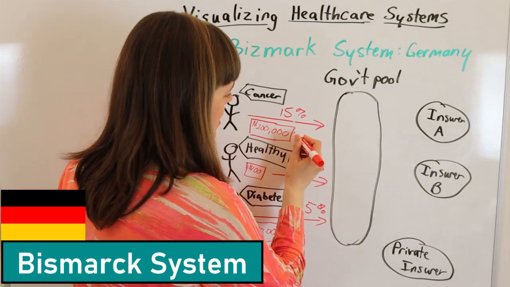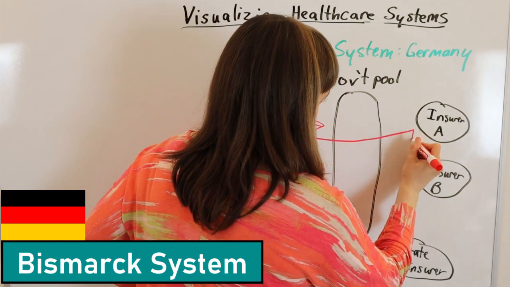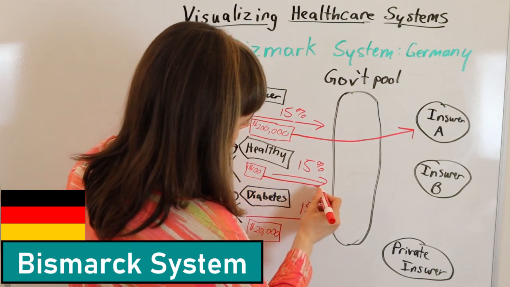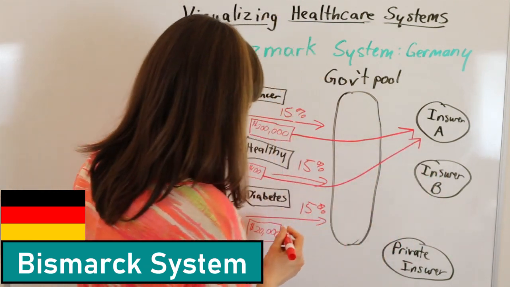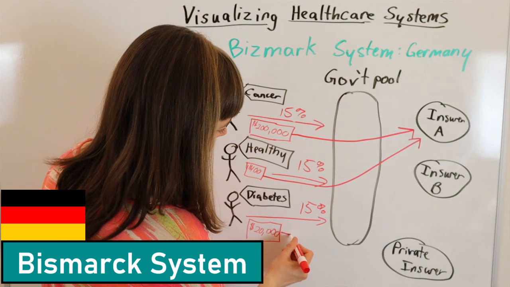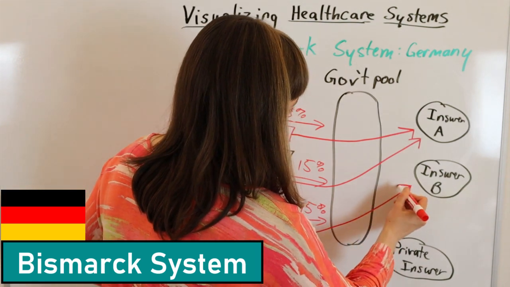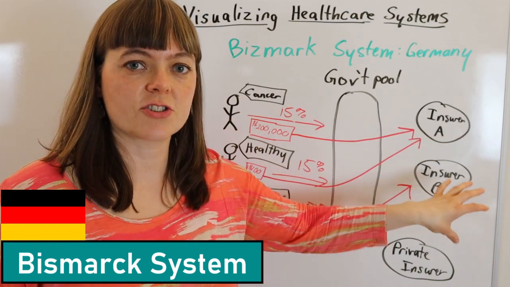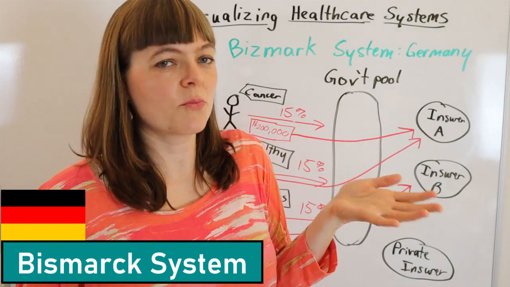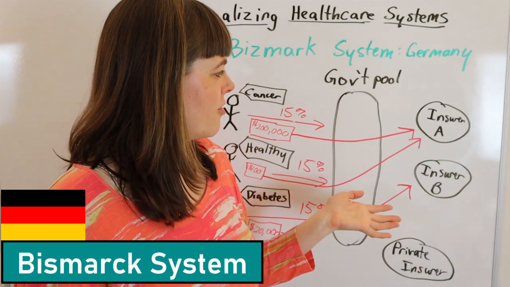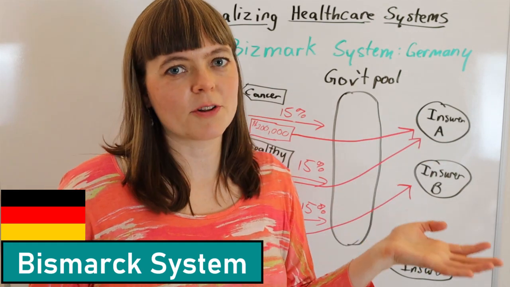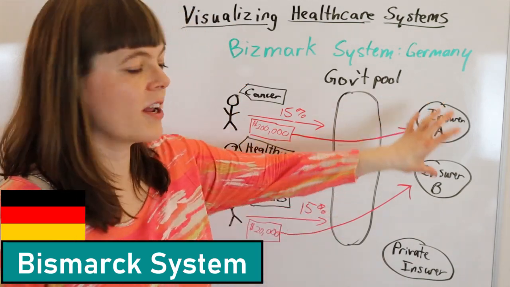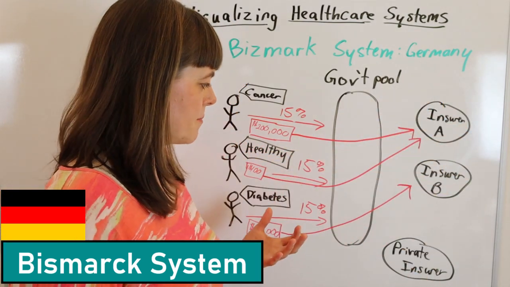So for example, this cancer patient might choose insurer A. The healthy person might choose insurance A as well. And maybe the diabetes patient is going to choose insurance company B. So there's still competition in the system between these insurance companies. Essentially, what are these insurance companies trying to do? They're trying to maximize the number of people attracted to their plan. Of course, they could have other objectives as well, but there is this competition built into the system.